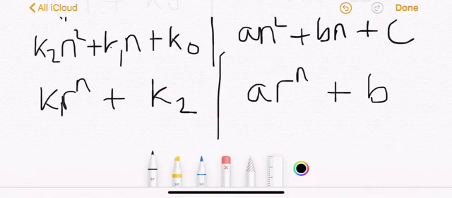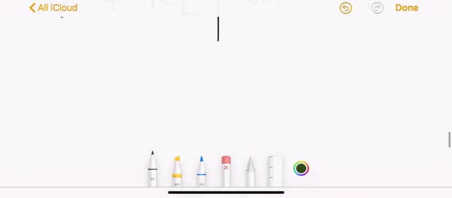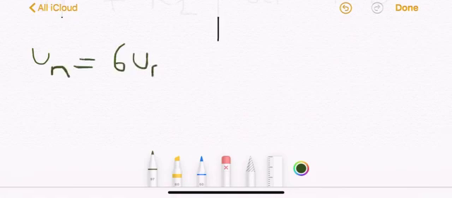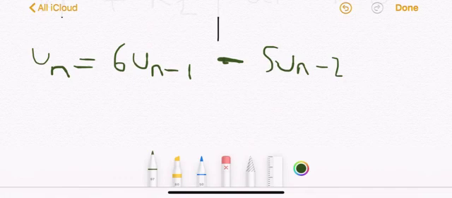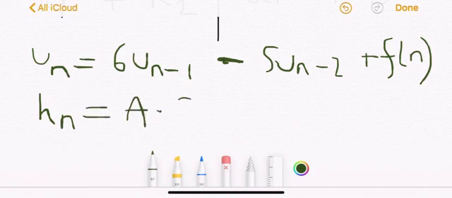So let's take some examples. Let's take the recurrence relation u_n equals 6 u_{n-1} minus 5 u_{n-2} plus f of n. And we're going to consider different functions f of n. Firstly, I'm going to tell you that the solution to the homogeneous version, so we're ignoring the f of n, is h_n equals some a times 5^n plus b.